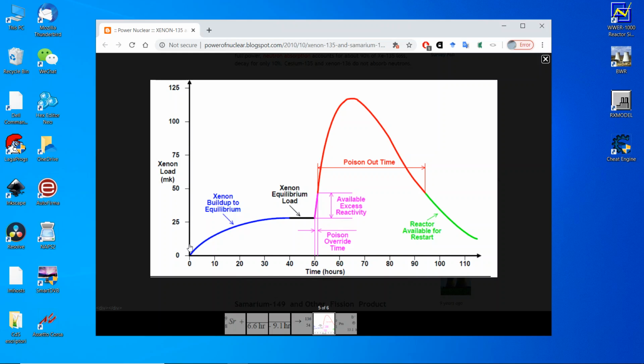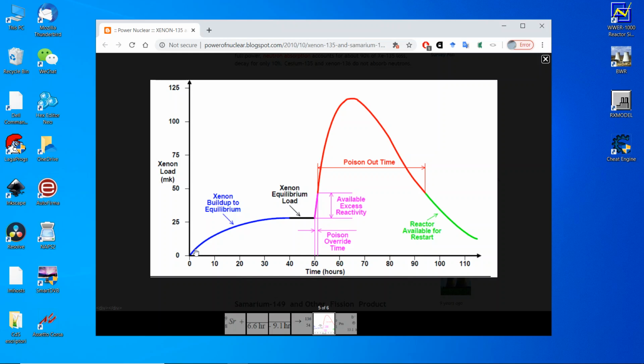Xenon comes as a product of uranium fission, and it is a very good neutron absorber. So the higher the xenon we have in our reactor, the more the neutron reaction will be inhibited. So xenon poisons our reaction.